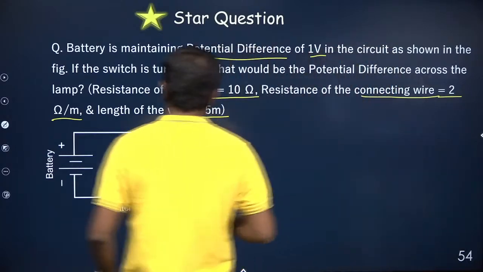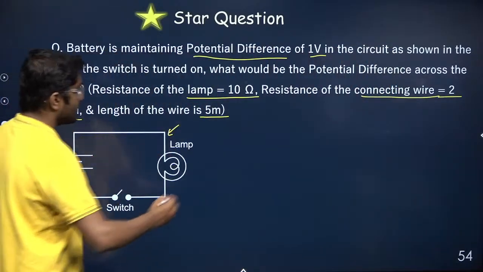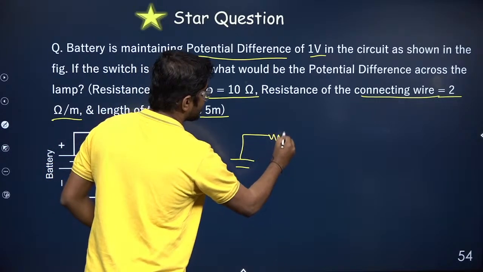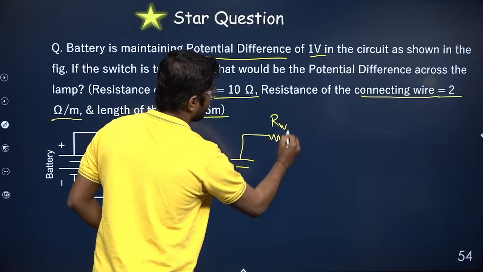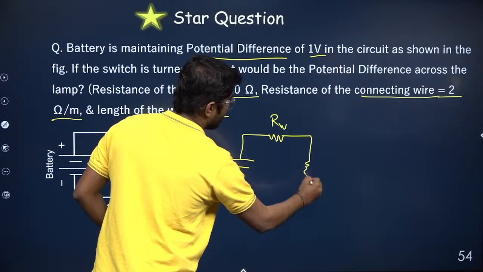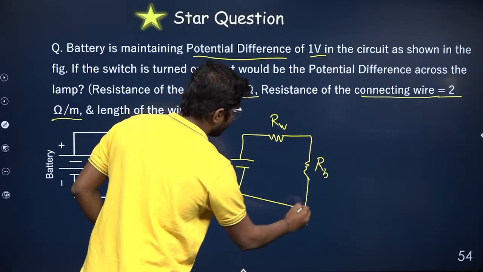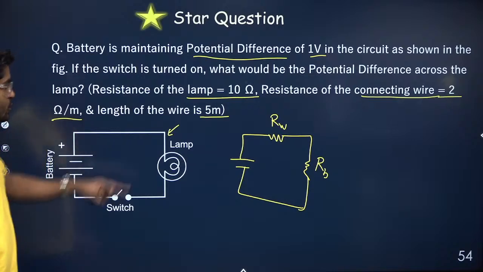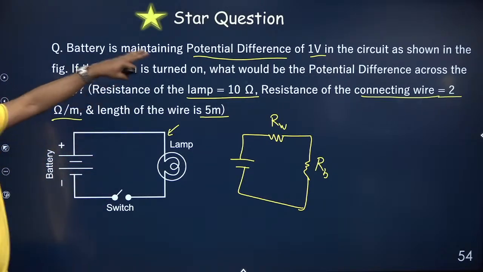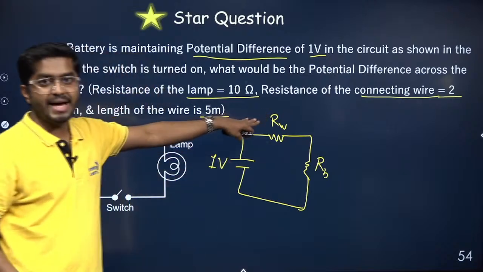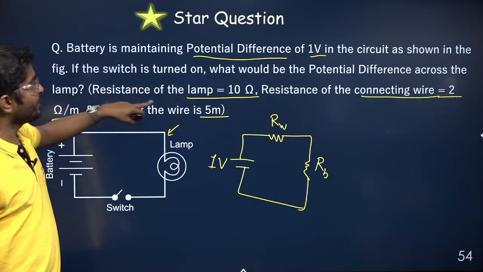So now I can redraw this structure. So there is a battery. So there is a resistance of the wire, correct? And there is a resistance of the bulb. They are connected in the circuit. So battery is how much? 1 volt. Resistance of the wire is how much? So we need to calculate.